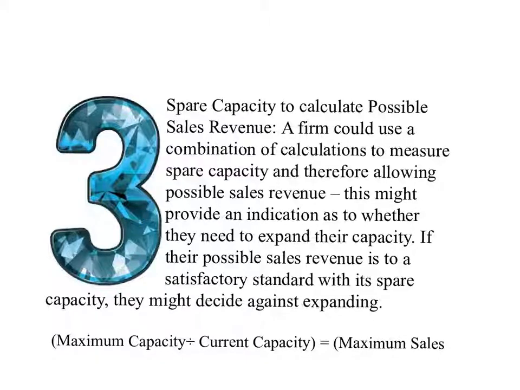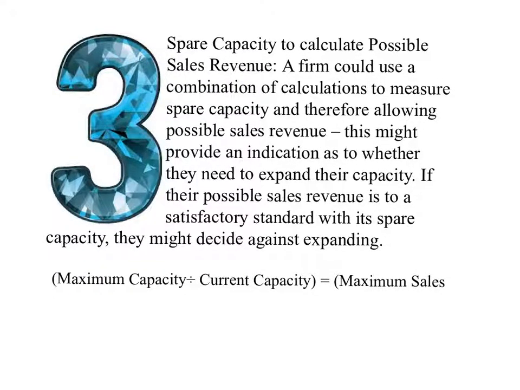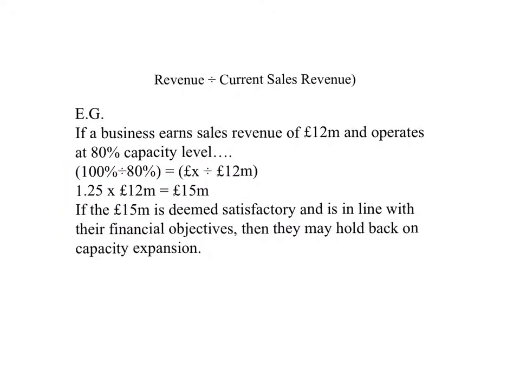Now, unfortunately, it hasn't given you the whole formula, it's on the next page, so I'll just quickly go over the first bit. So what you've got is your maximum capacity divided by your current capacity. So that's step one. Your step two, I'll just go on to the next page now. Step two is your maximum sales revenue divided by your current sales revenue. But obviously, we don't know our maximum sales revenue yet. That is what we're trying to calculate. So I've just shown you it in an example.